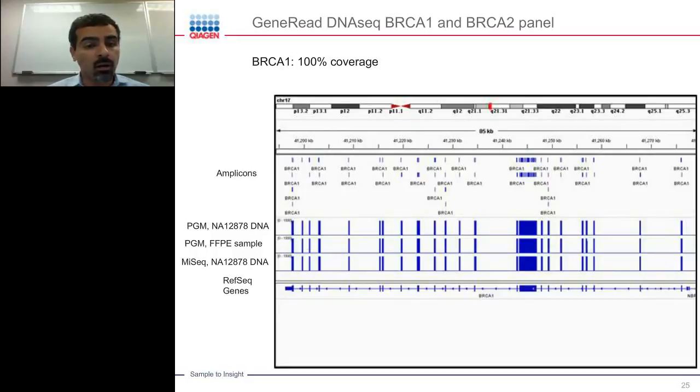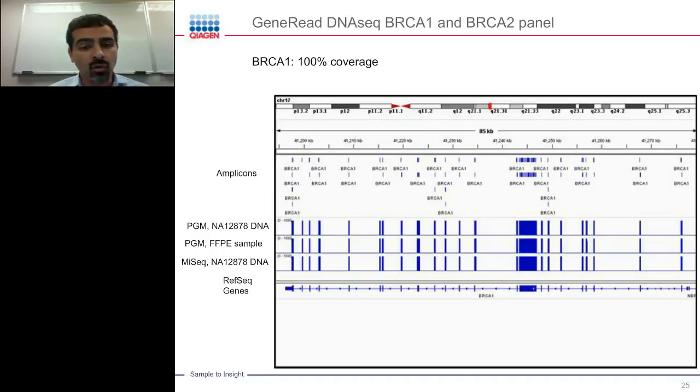So for BRCA1, what I'm showing you here is how the different exons of BRCA1 are covered by this panel on 2 different samples and 2 different sequencers. Again, the NA12878 on a PGM, an FFPE sample on a PGM, and the NA12878 DNA on a MiSeq. We can see coverage of every single base across the different exons of BRCA1, and the same is true for BRCA2, as I will show you on the next slide.